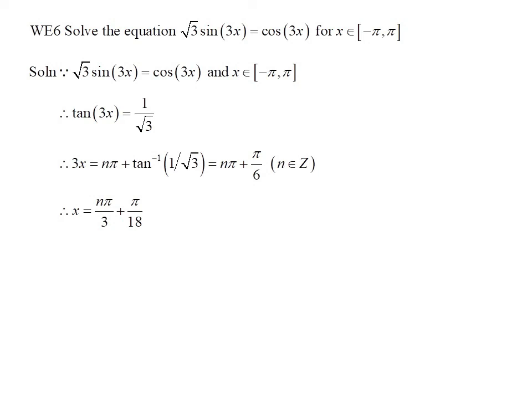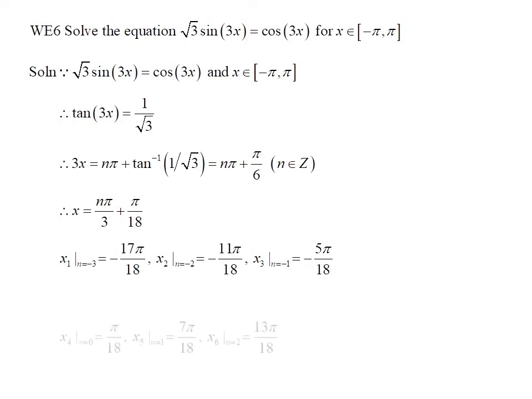According to the given domain, we assign the values n from negative 3 to 2. So we calculate the corresponding x values. Here x sub 1 equals negative 17 pi over 18. X sub 2 equals negative 11 pi over 18, and x sub 3 equals negative 5 pi over 18, x sub 4 equals pi over 18, x sub 5 equals 7 pi over 18, and x sub 6 equals 13 pi over 18.